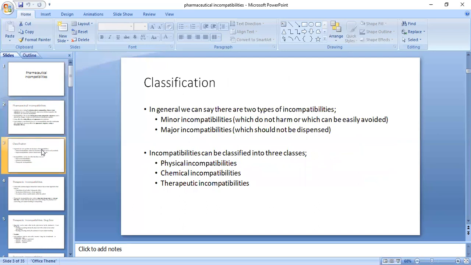So we can classify incompatibilities. In general, we can say there are two types of incompatibilities. Number one, minor incompatibilities. Number two, major incompatibilities. Minor incompatibilities do not harm or can be easily avoided, so there is no problem about minor incompatibilities. And major incompatibilities should not be dispensed.